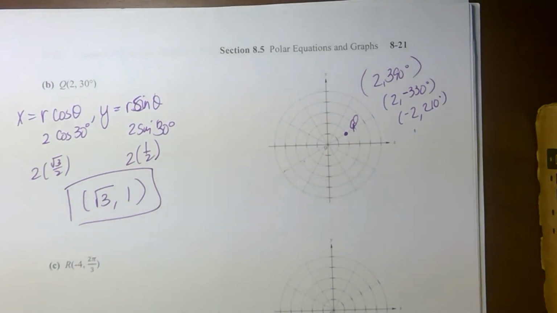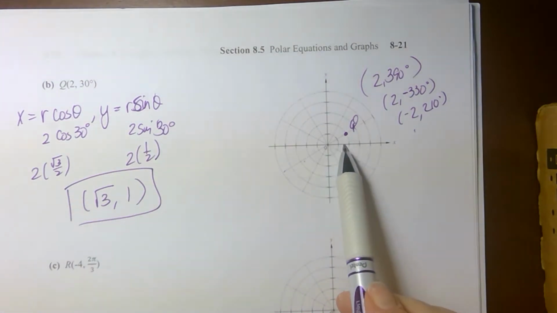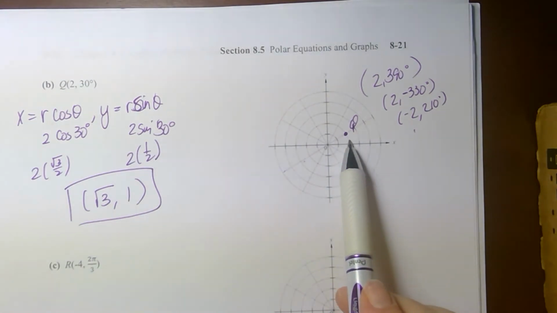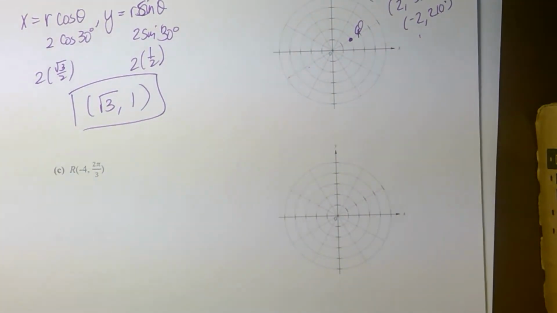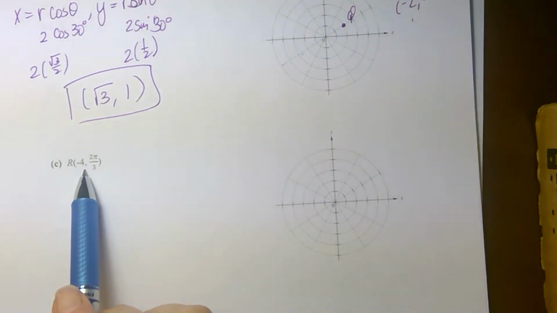And if I think about graphing that, square root 3 is going to be about 1.5-ish. So I go over that far, then I go up 1. That makes sense. It would be right about there. Okay, let's do R. Now we're going to be asked to graph one with a negative modulus, or a negative R value.